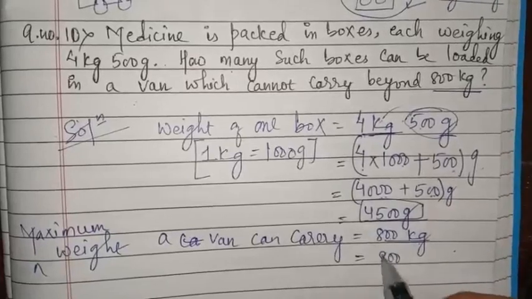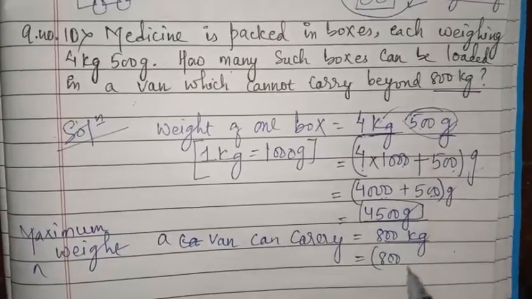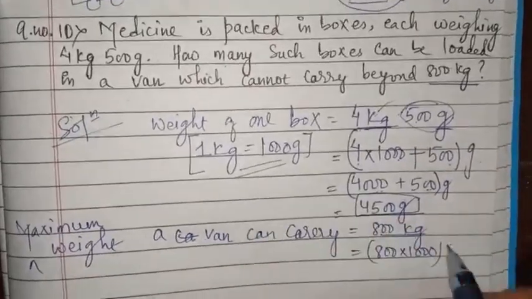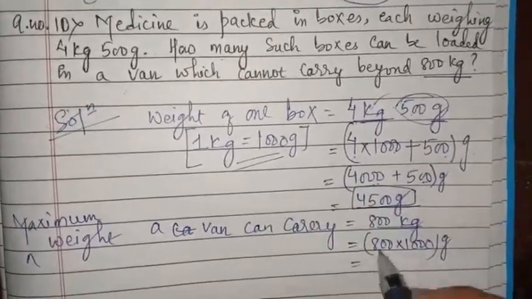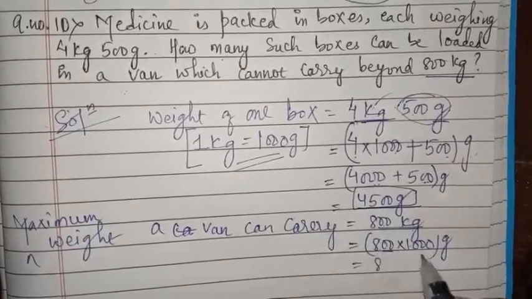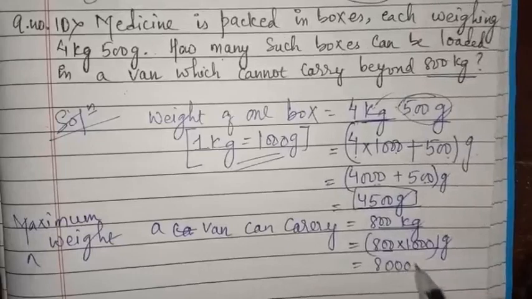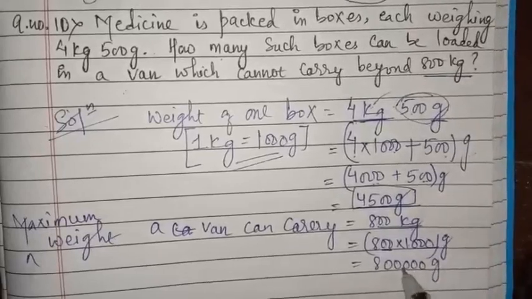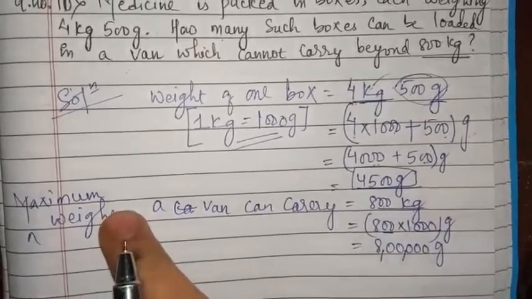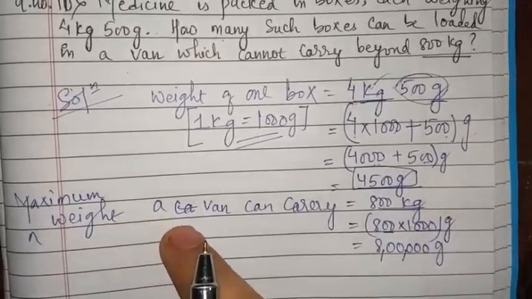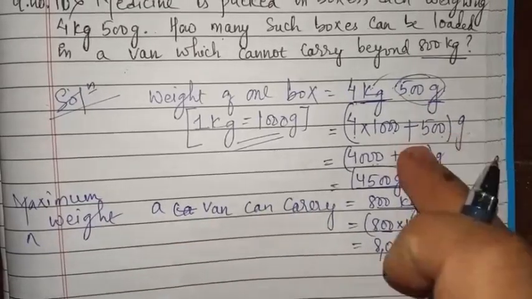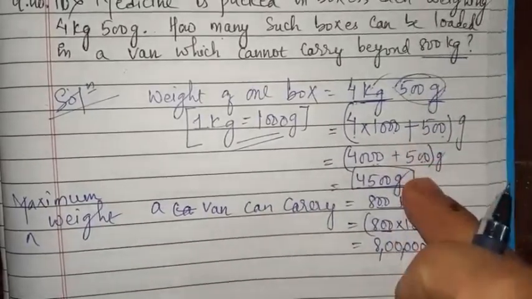Whenever you are converting any kg value into gram, you should multiply by 1000, as mentioned here, right? So it should be written like this. Now 800 into 1000: 8 ones are 8. How many 0s? 1, 2, 3, 4, 5. Like this, isn't it? One comma here, one comma, it is 8 lakh gram. So the maximum weight that a van can carry is 8 lakh gram.